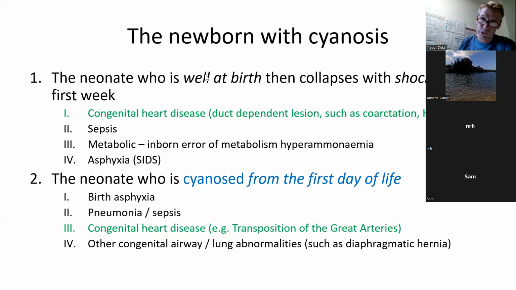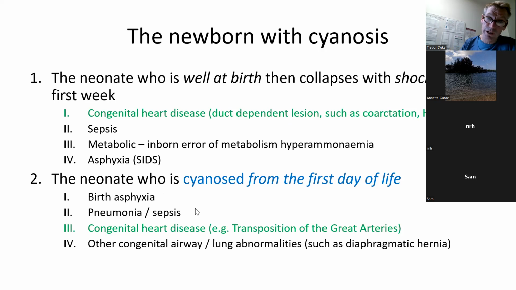The first one is well at birth and then collapses with shock in the first week of life. We talked a bit about this the last time, because those babies can have a hypoplastic left heart or obstruction to the left ventricle, or they can have some other form of duct-dependent lesion, and when the duct closes, they become cyanosed. But they also might have something else, like sepsis or birth asphyxia. That can also cause this presentation. They may be okay at birth, but then they collapse in the hours or days later.